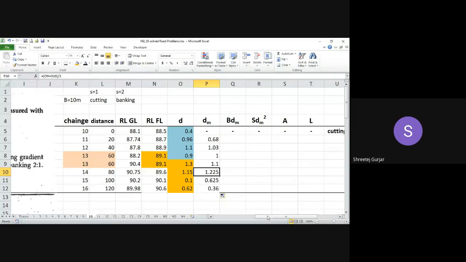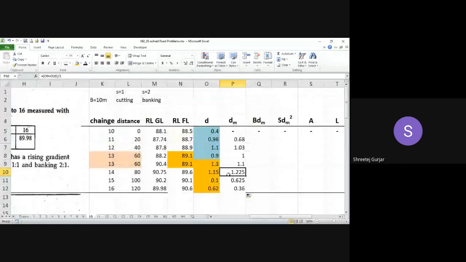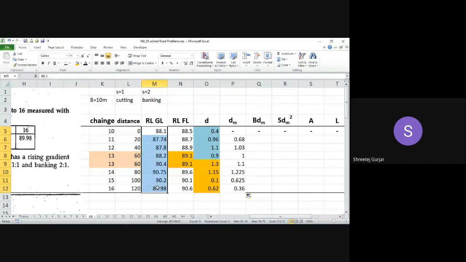I think somewhere we are going wrong because the values which they have got are a bit different. Let me check where we have gone wrong. RL of ground level, everywhere we have written, no problem. What about formation level? No problem over here. Somewhere over here we have gone wrong. RL of ground level minus RL of formation level has to come 1.45, 0.7 and 0.28.